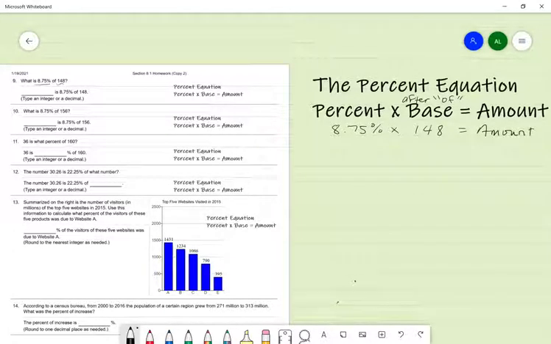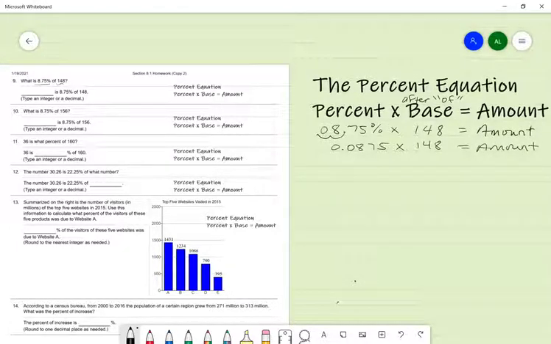So we will always have two pieces of information that will be given to us, and there will be a third piece of information in the percent equation that's unknown. And in this case, the amount is unknown. So before we solve, unless you have a calculator that does percents for you, convert your percents to decimals. So converting this percent to a decimal, I simply move the decimal 2 places to the left. And of course, in order to move it those 2 places, I had to add a 0 there. So the decimal is 0.0875 times 148, and that will give us our amount.